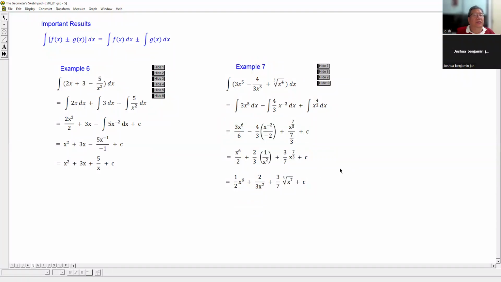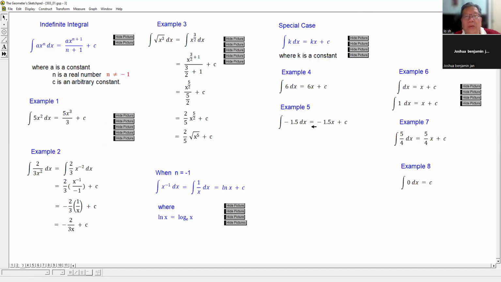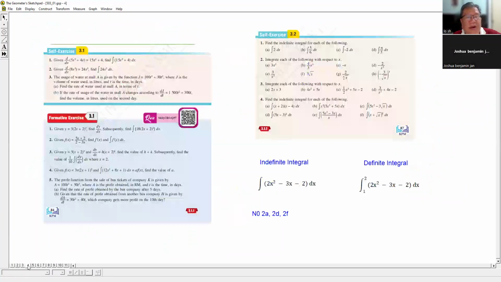Right? So what I'm showing here is you combine a few terms together. But don't be afraid when you see so many terms. You just integrate them one by one. Right? One by one. Now this one got any question or not? Example 7. No.